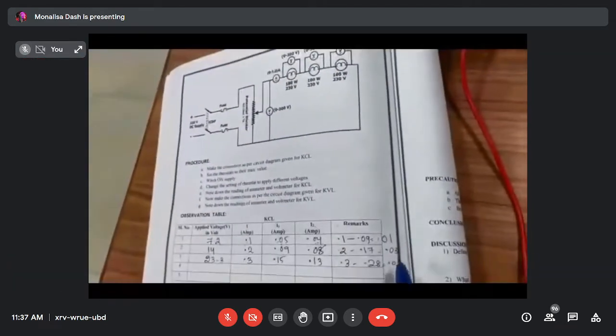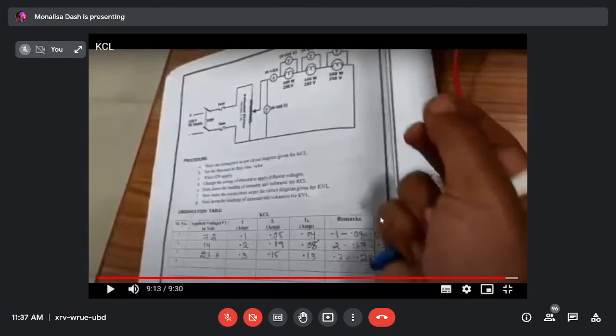Verified. Now, see, what is the error? That is the meter error. Here the meter is connected. The error is coming in the total. What is the main current? The main current is nearly equal to the summation of the individual currents. The summation is 0.05 plus 0.04, that is 0.09. But your main current is 0.1. That 0.01 difference is the meter error.